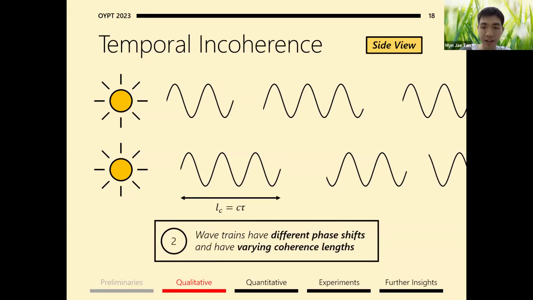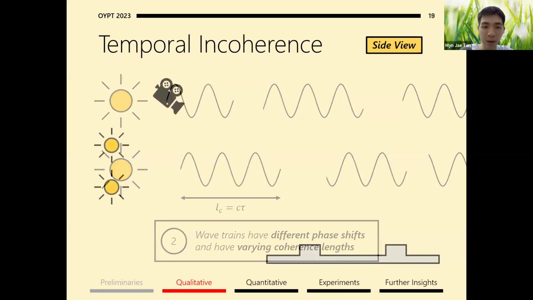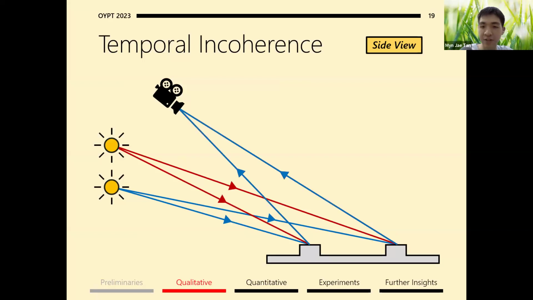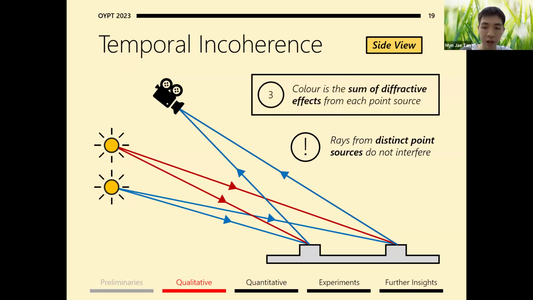So what we want is a coherent light for diffraction and interference to occur, because we need the phase difference to be the same for constructive interference to occur. So why is temporal incoherence insignificant in this phenomenon? It's because the incoherent rays from different point sources on the light source do not interfere with each other, and hence the object color will be the sum of the diffractive effects produced by each point source.